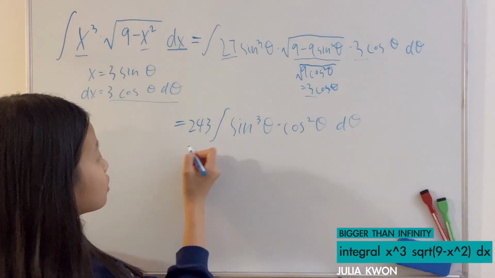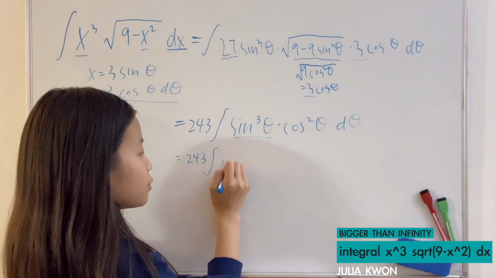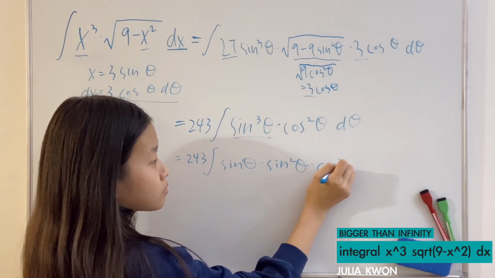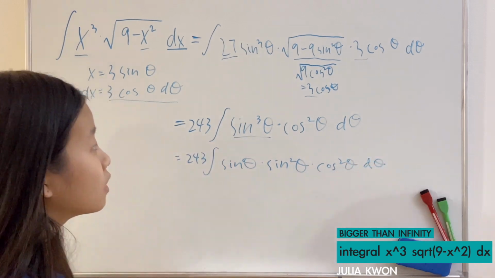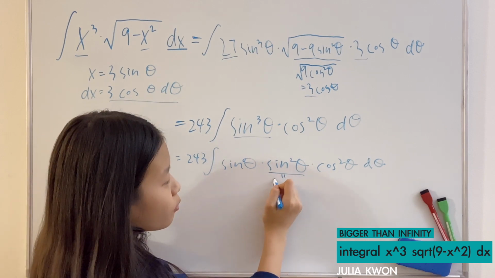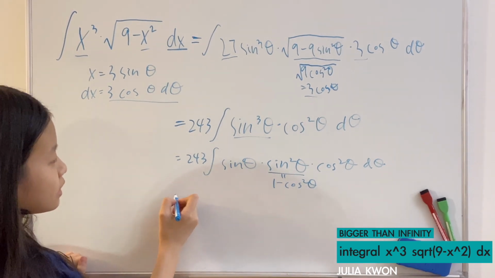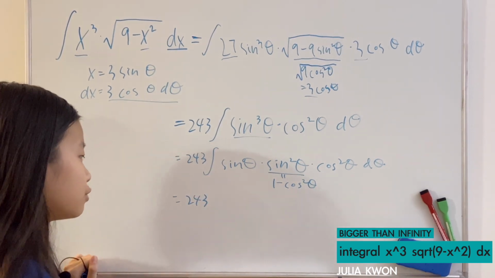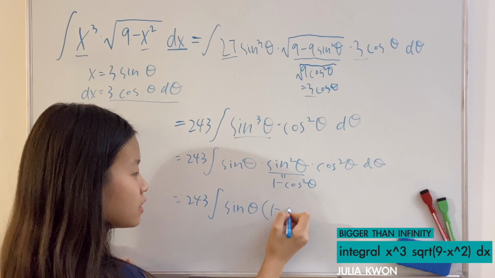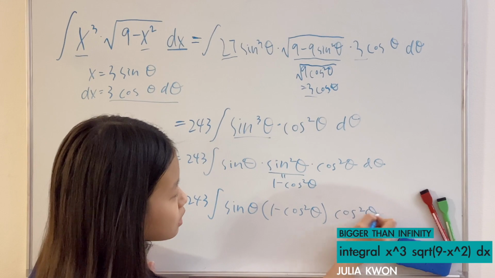And we're going to change the sine cubed theta so that we would have sine theta times sine squared theta. And sine squared theta is equal to 1 minus cosine squared theta. We're going to substitute it like that, and we would get 243 times the integral of sine theta times 1 minus cosine squared theta times cosine squared theta d theta.